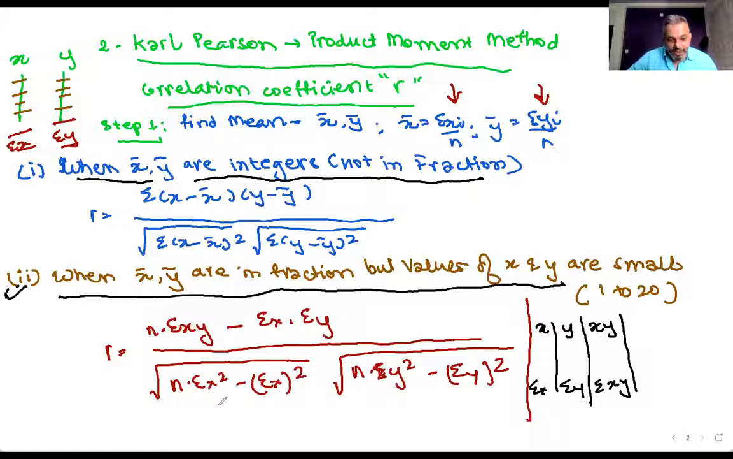Now what else do we need? Sigma x square, sigma y square. So x square and y square. So you will have x and y given in the question, then 1, 2 and 3, so 3 more columns. Please write the formula. If you have any doubt, you can ask.